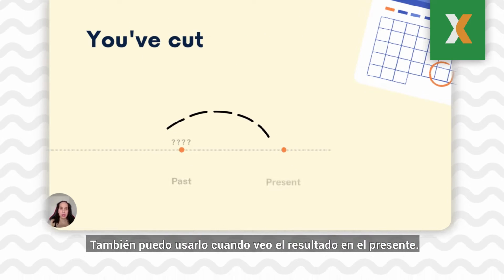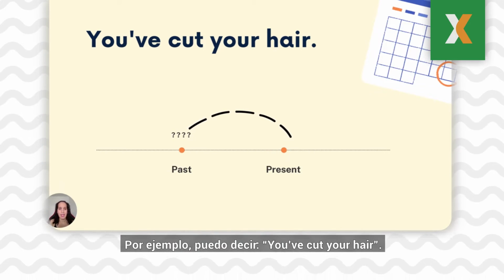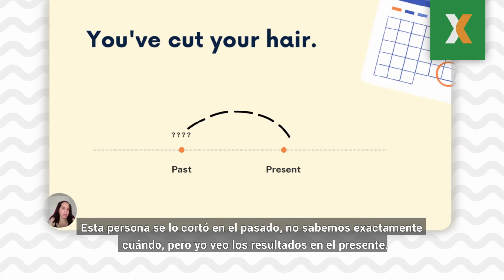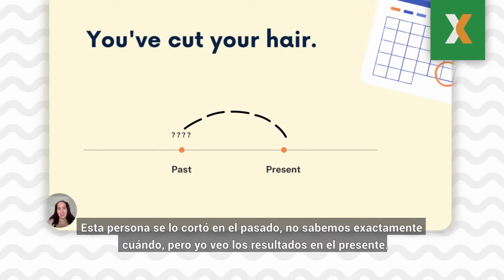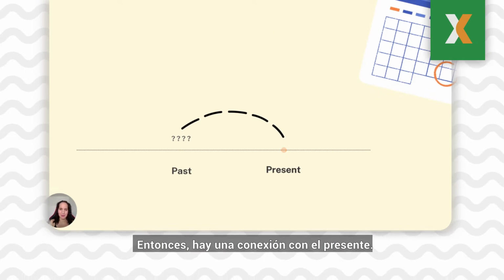I can also use it when I see a result in the present. For example, I can say, you've cut your hair. This person did it in the past, we don't know exactly when, but I see the result in the present, so there is some kind of connection with the present.